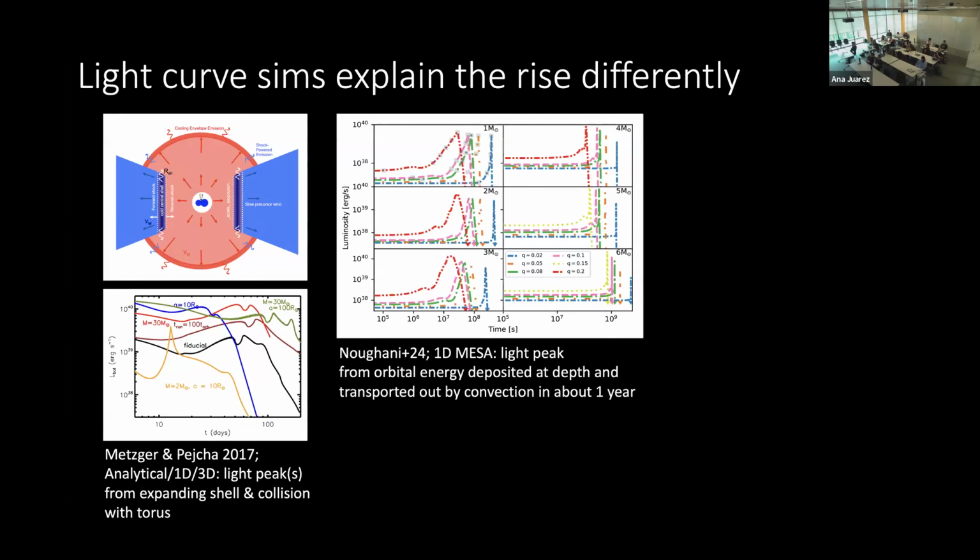These people say, well, this is MESA, by the way. So you inject energy as if it was a common envelope. And then you say that orbital energy, which is primarily delivered at depth, comes out through convection. So there's a delay of about the overturn timescale, about a year. A year later, you get the peak. So that is orbital energy coming out by convection.